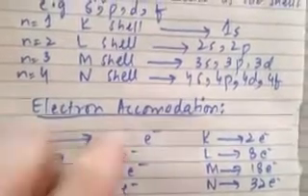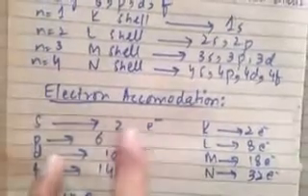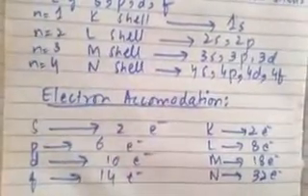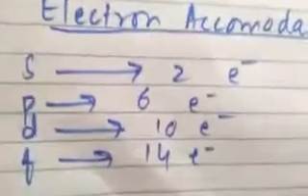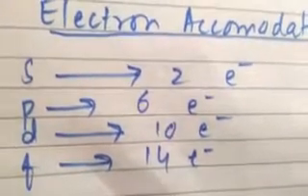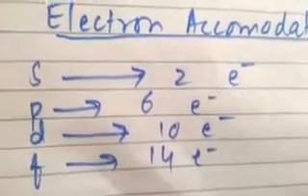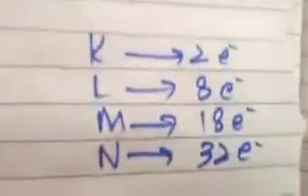This is the electron accommodation for subshells. S subshell has a maximum of 2 electrons. P has 6 electrons, D has 10 electrons, F has 14 electrons. So S has 2, P has 6, D has 10, and F has 14. And this one is the electron accommodation for shells. K shell has 2 electrons, L has 8 electrons, M has 18, and N has 32 electrons.